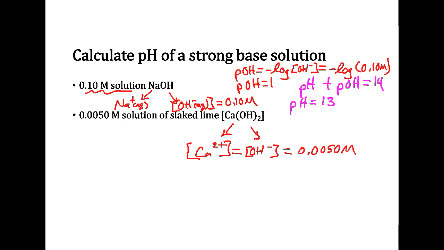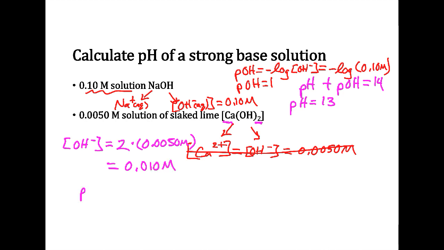0.0050 molar. Well, that is actually incorrect, because in this case, notice that there are two hydroxides. So the concentration of the hydroxide is actually going to be double that of the initial calcium hydroxide solution. So we'll have 2 times 0.0050 molar. So our initial concentration of hydroxide is 0.010 molar. And now we can just go ahead and plug in and find the pOH.